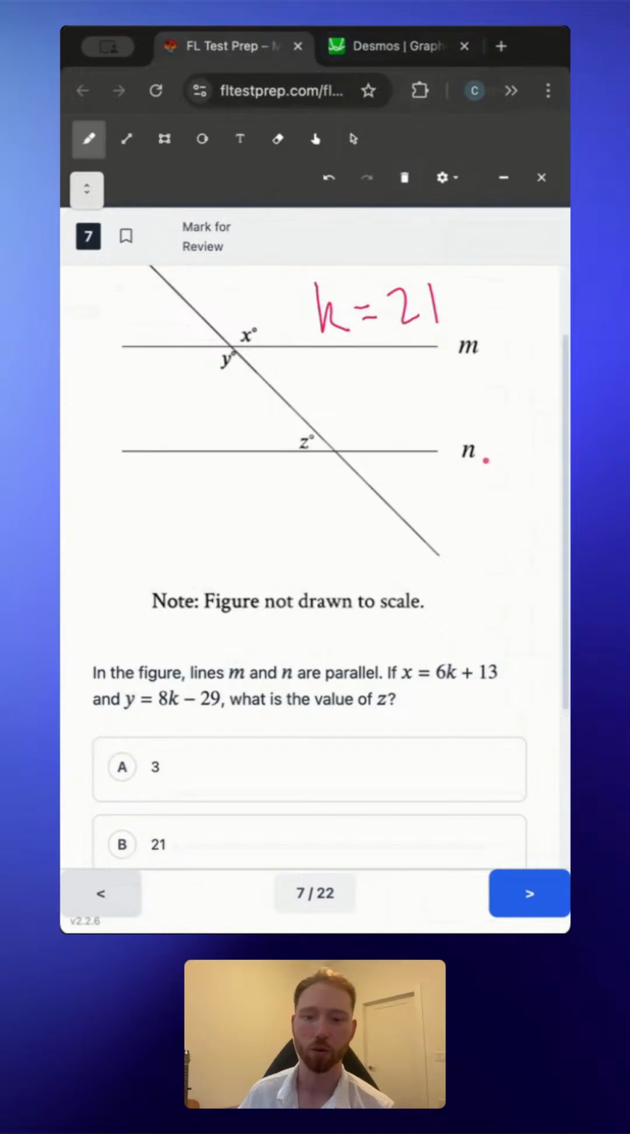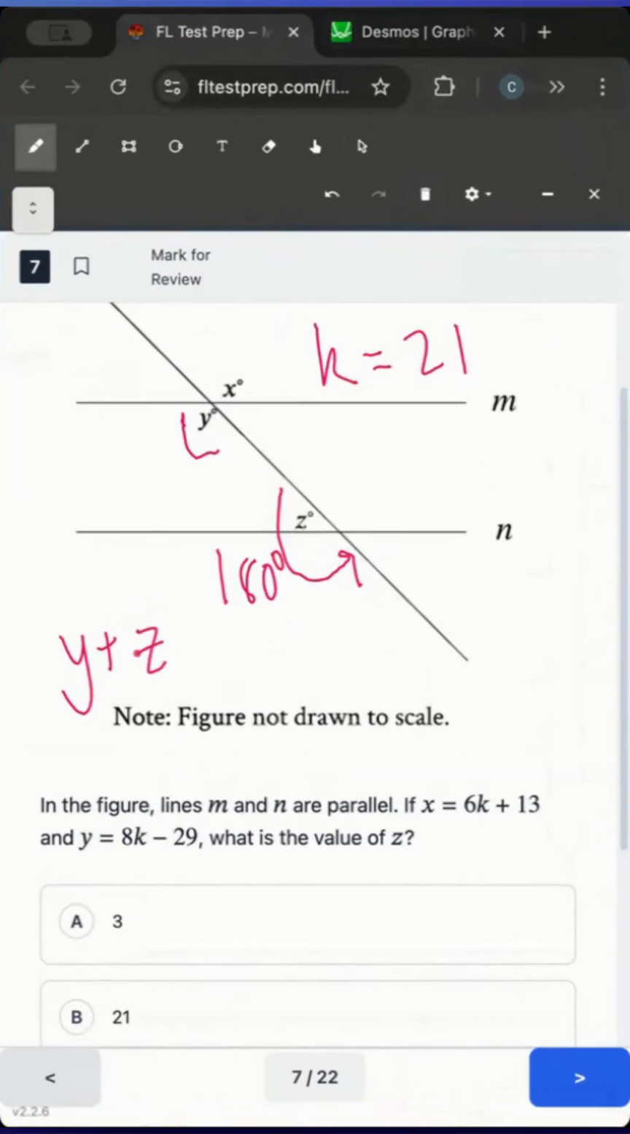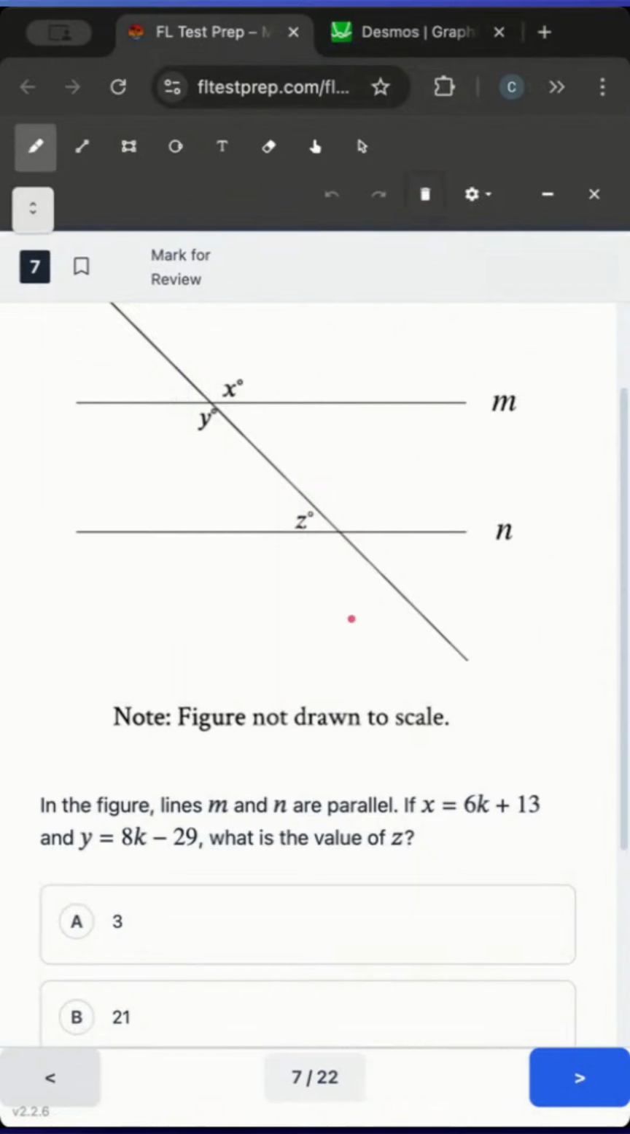All right, since we know k equals 21, we can actually figure out what y is. Because the angle that lines make from here all the way there is a semicircle, so it's 180 degrees. So I know y plus z equals 180 degrees because this angle right here is the same as z. So knowing that, I can go ahead and figure out what y is and then subtract it from 180. So 8k minus 29, but I know k equals 21. So 8 times 21 minus 29 is going to equal y.